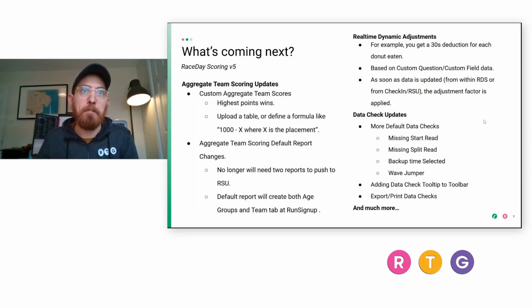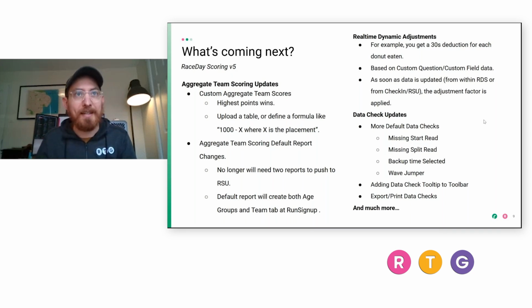You could have donuts eaten as one. You could have a penalty where, maybe it's an obstacle run, if you don't do an obstacle, you get a minute added, and for each obstacle you miss or don't complete, you get another minute added. So you can have a custom field tracking how many you missed, and then the system will automatically apply the adjustments based on the custom question value.